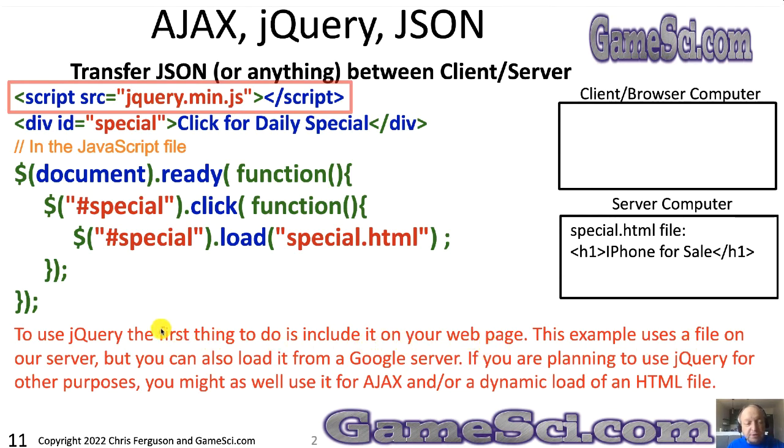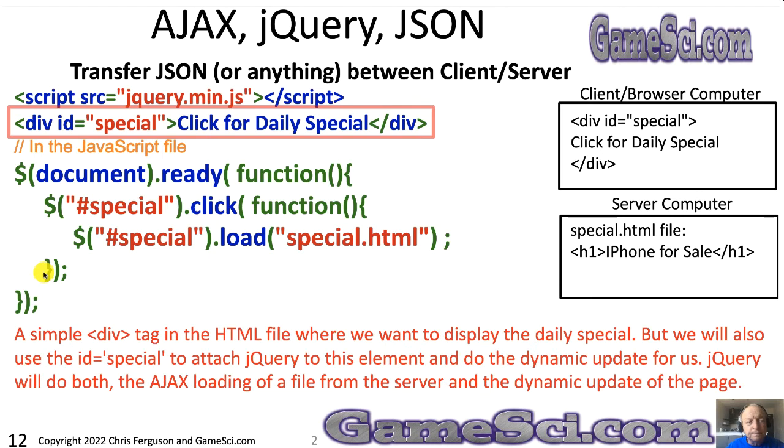This example uses a file on our server, but you could also load it from the Google server. If you're planning to use jQuery for other purposes, you might as well use it for AJAX too, or dynamic load of an HTML file. We're going to change this example a little bit. We're going to go grab HTML off the server instead of JSON. Is that clear? jQuery has AJAX built into it. If you're already using jQuery, you might as well use it for AJAX also.